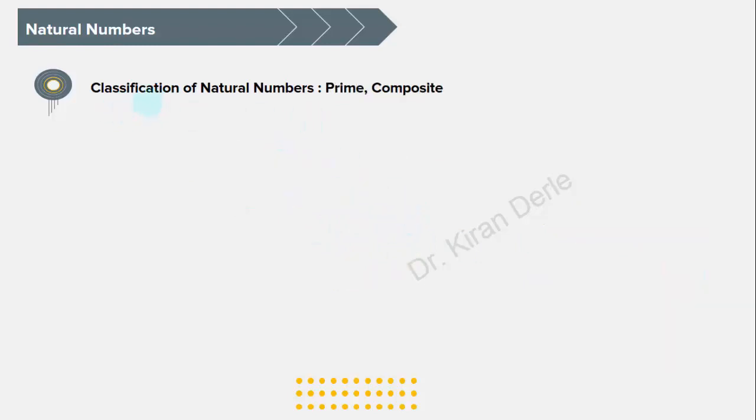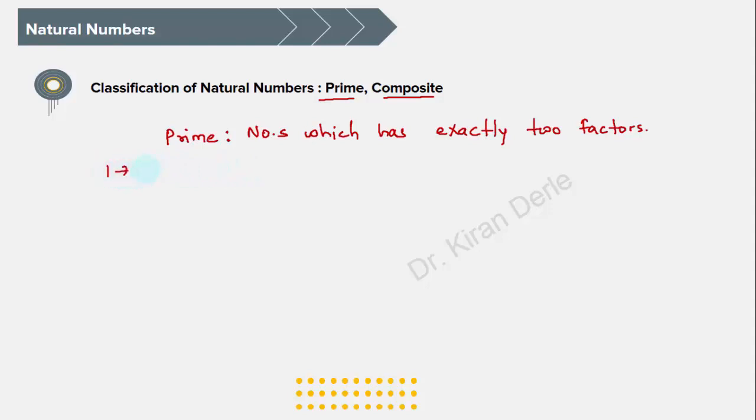So on the basis of prime and composite, what is a prime number? Write this down. Prime numbers are the numbers which have exactly two factors. Exactly two factors are all prime numbers. Let's see. If I consider 1, it has only 1 as a factor, and it doesn't have any other factors, so it has only one factor, so it cannot be prime.